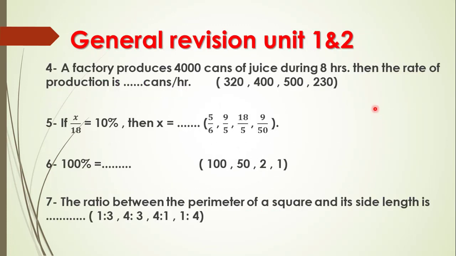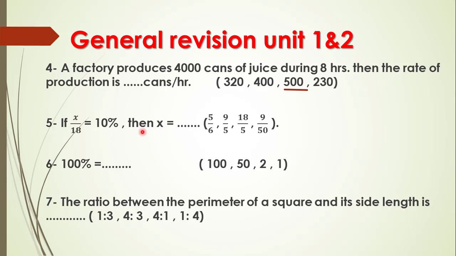Number 4, a factory produces 4,000 cans of juice during 8 hours. Then the rate of production is 4,000 divided by 8. Because we want to calculate the rate, means cans per hour. So I'll divide 4,000 over 8 equal 500.